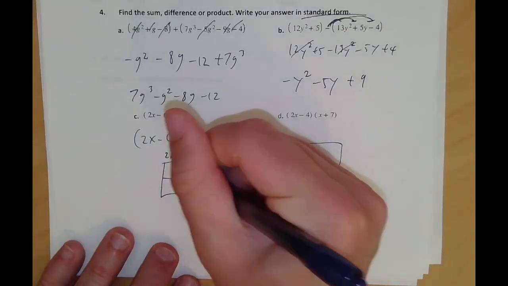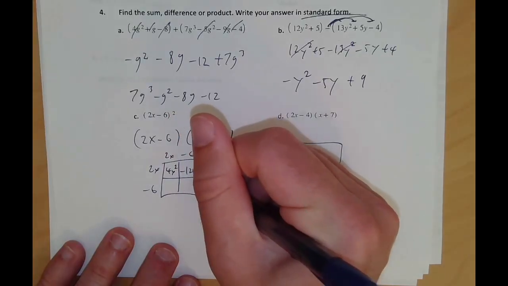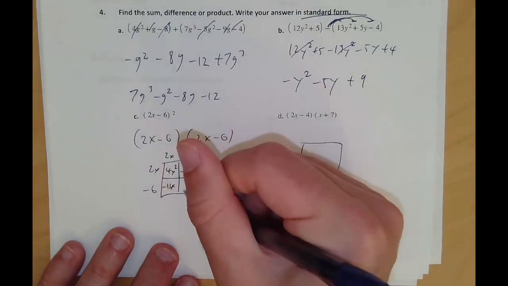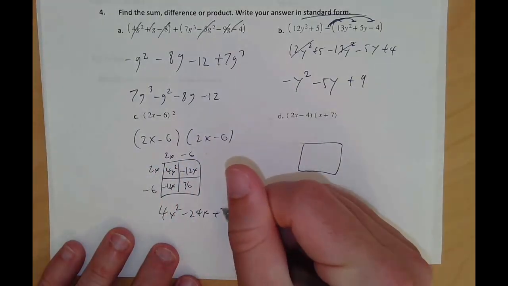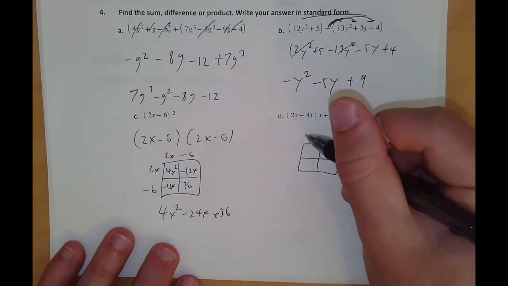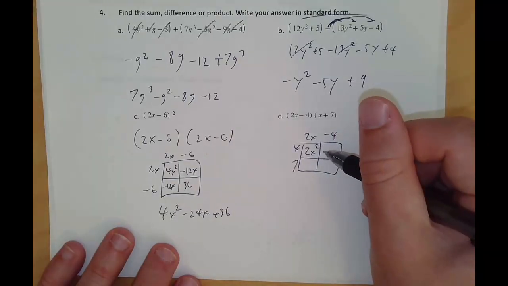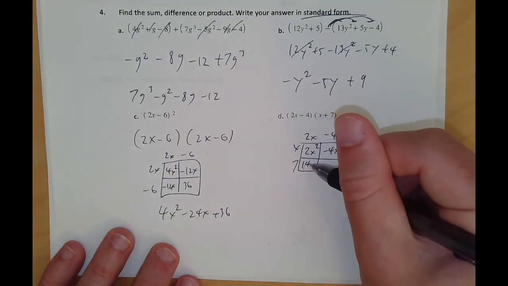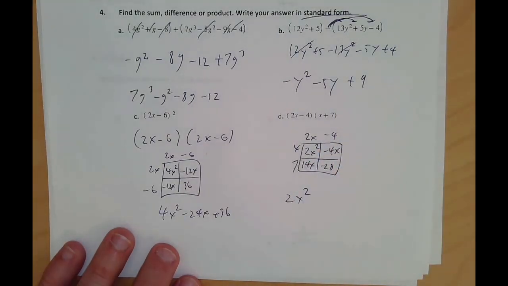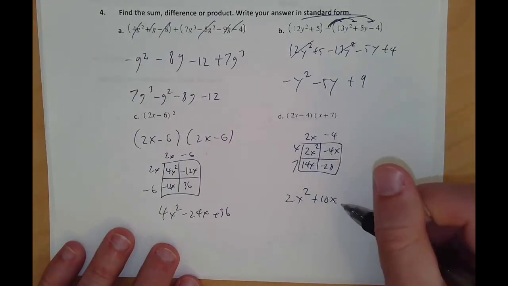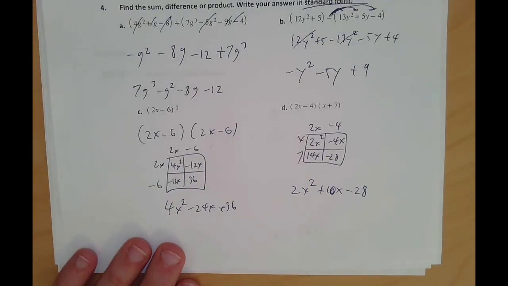So 2x minus 6, 2x minus 6: 4x squared minus 12x minus 12x plus 36. 4x squared minus 24x plus 36. Here, 2x minus 4, x plus 7: 2x squared minus 4x, 14x minus 28. That'll be 2x squared plus 10x minus 28. Okay? All right.